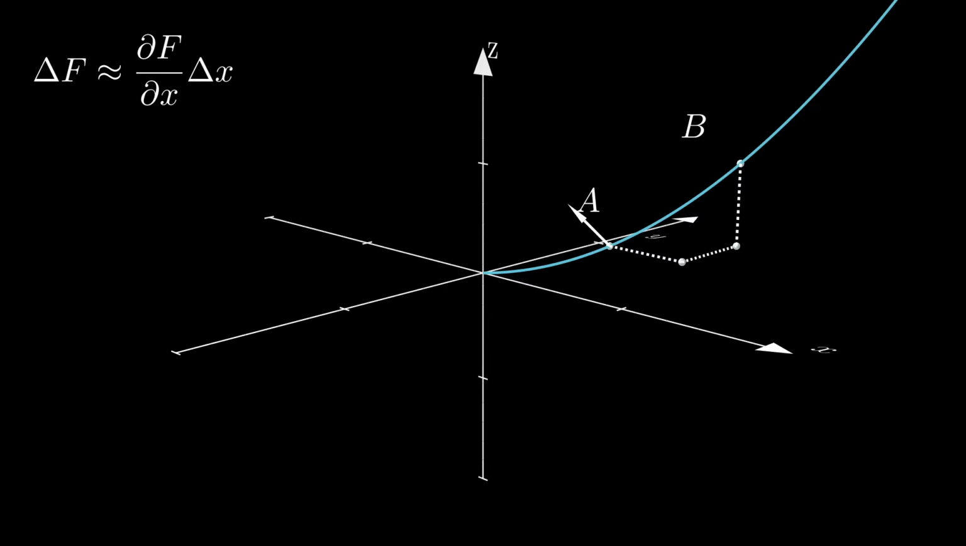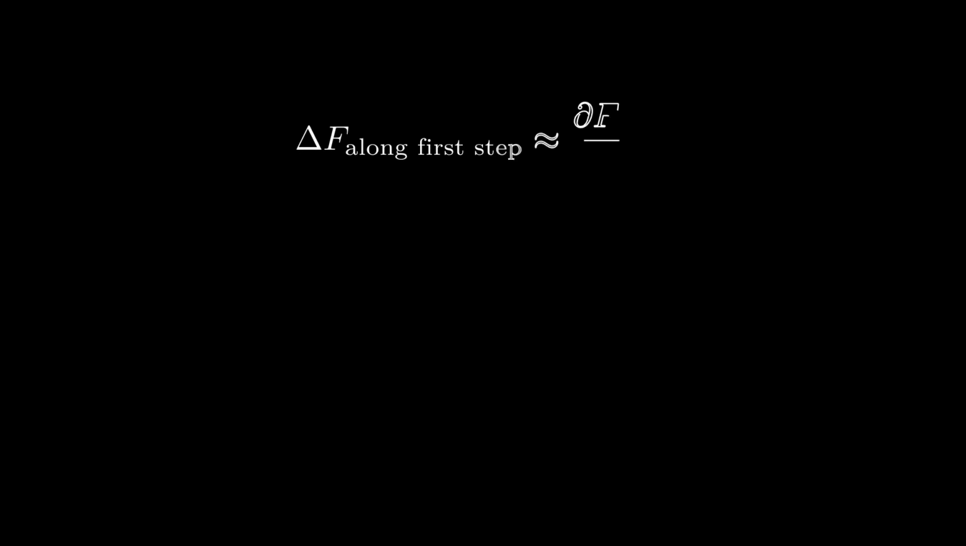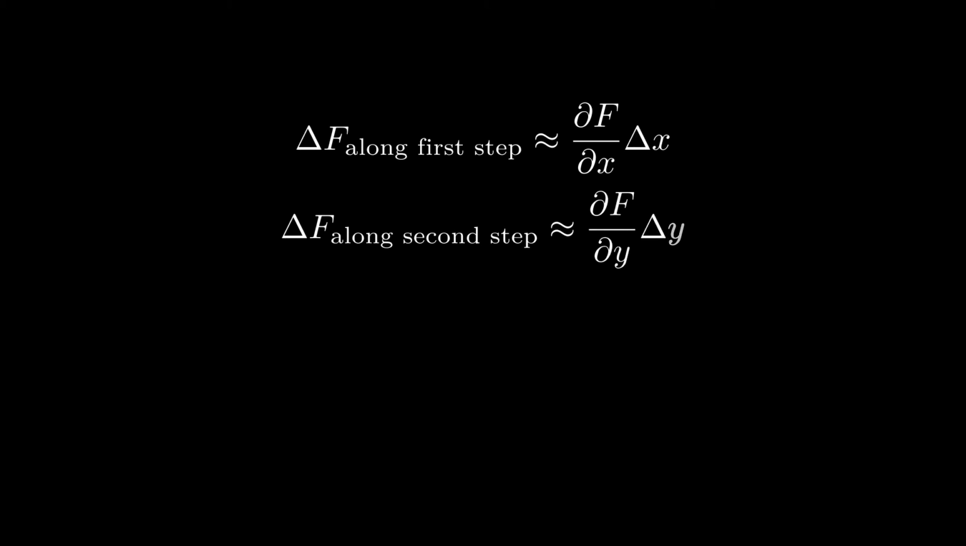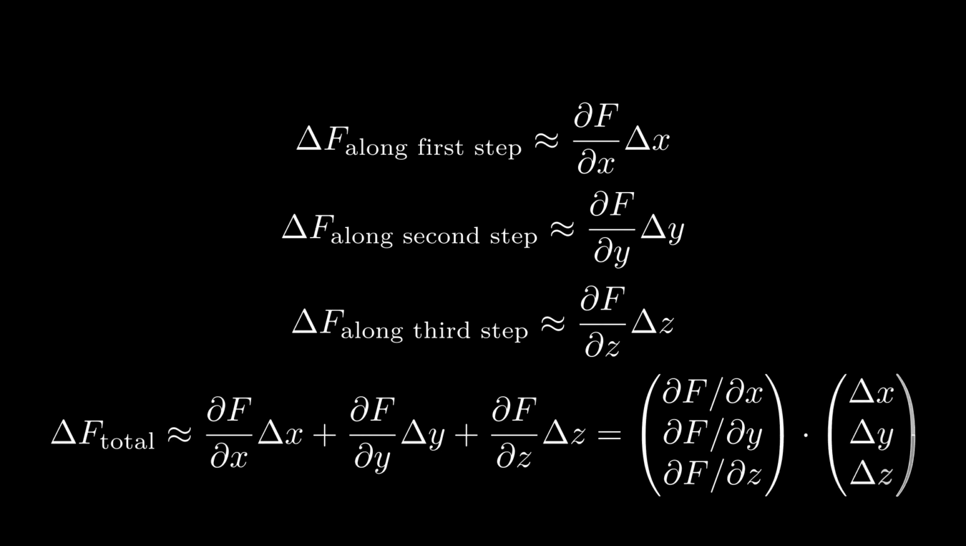When we go from a to the first point, the change to f is approximately partial f over partial x times delta x. When we continue to the second point, the change is approximately partial f over partial y times delta y. And when we go from there to b, the change is partial f over partial z times delta z. Together, the total change when moving from a to b is the sum of these three component changes. Here we are expressing the change to f as the sum of each change caused by movement in the x, y, and z directions. We can helpfully write this approximation as the dot product between the gradient and the displacement vector. The displacement vector is just the vector that connects a to b.